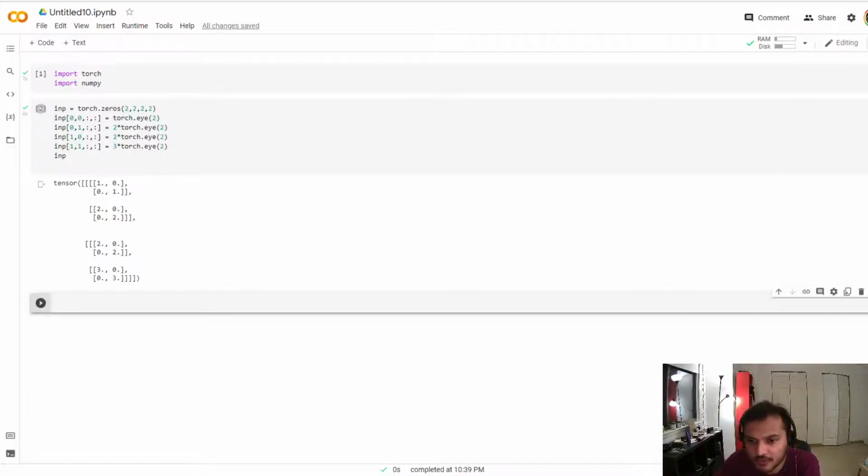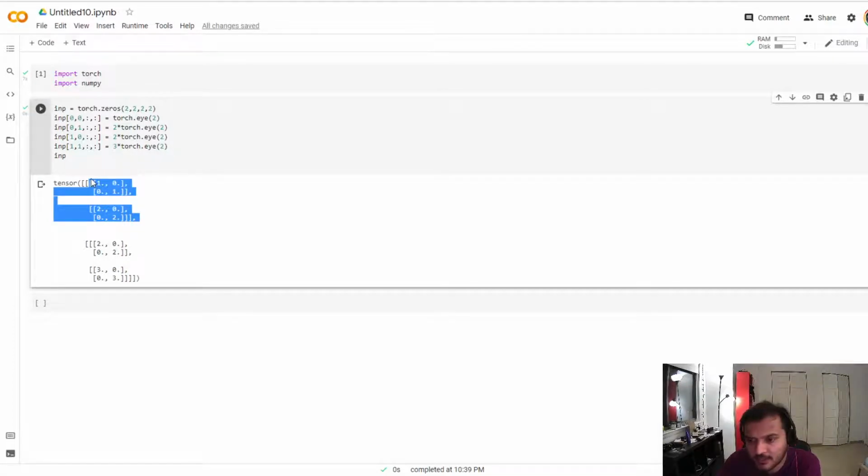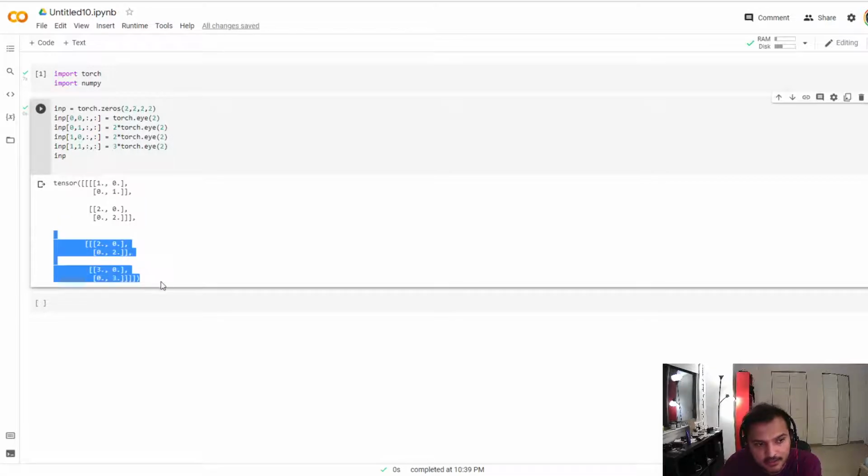Good. So you can see this is the first sample. It has 2 channels of 2x2, 2x2. And then this is the second sample, which has 2 channels, 2x2, 2x2. Awesome.